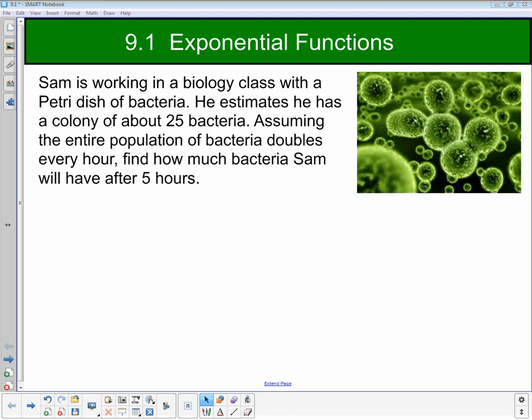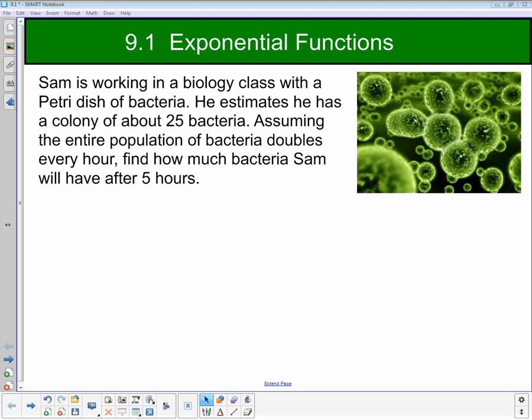It's our last unit. We're nearing the end, and today we're going to be talking about exponential functions. Up at the top of your notes page, it says Sam is working in a biology class with a petri dish of bacteria. He estimates that he has a colony of about 25 bacteria. Assuming the entire population of bacteria doubles every hour, find out how much bacteria Sam will have after 5 hours.